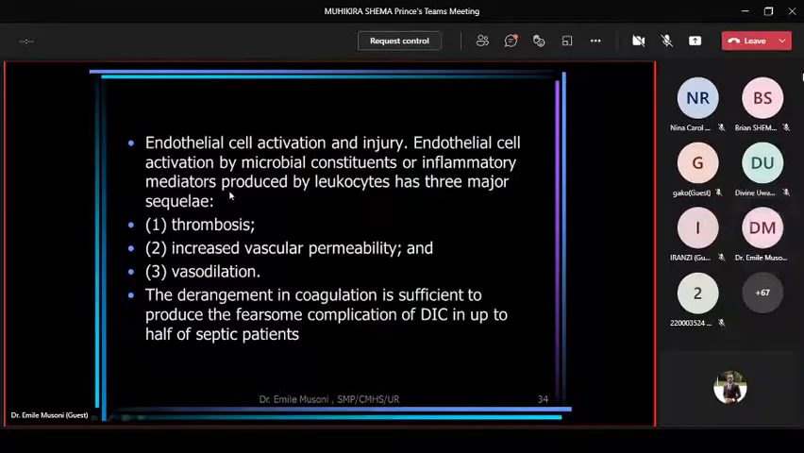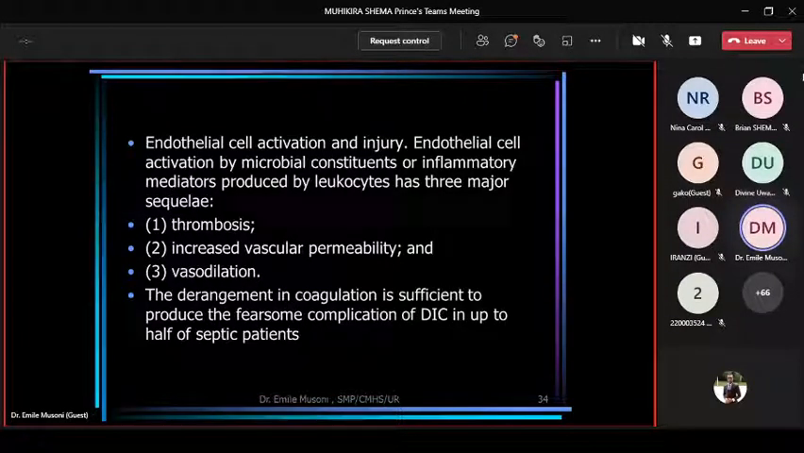Then there will be three major sequelae in the case of sepsis: thrombosis, the formation of blood clots, increased vascular permeability, and vasodilation. The derangement of the coagulation is sufficient to produce fearsome complications. DIC is disseminated intravascular coagulation. This one you see in your hematology. Most of the time it is caused by a defect in the factors of coagulation.